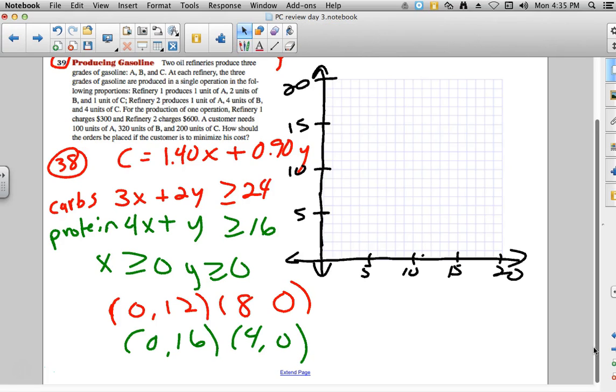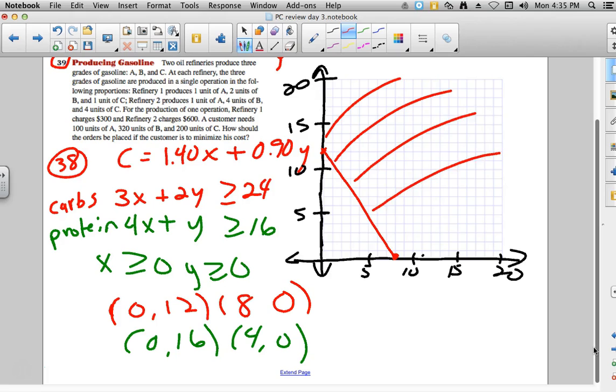Alrighty, so the green, we'll go with red. We'll do the carbs first. We had 0, 12, and 8, 0. Solid line, shade at least, which of course 24 is at least 24. 0, 0, that's not going to work. 0 plus 0 is not greater than or equal to 24. So we're going out way into quadrant 1 there.